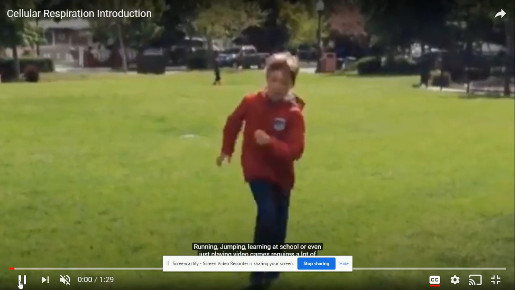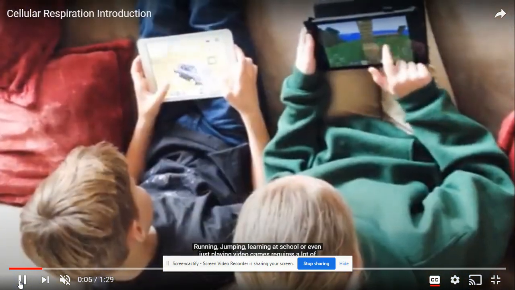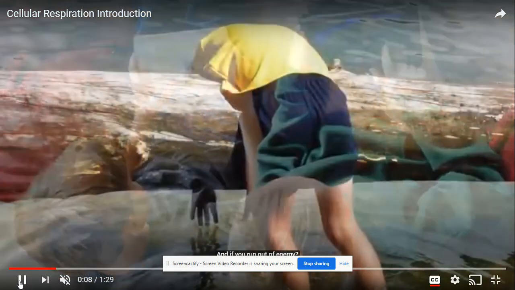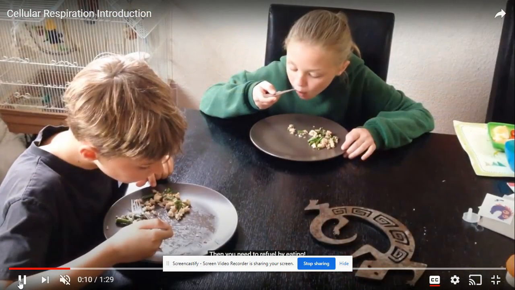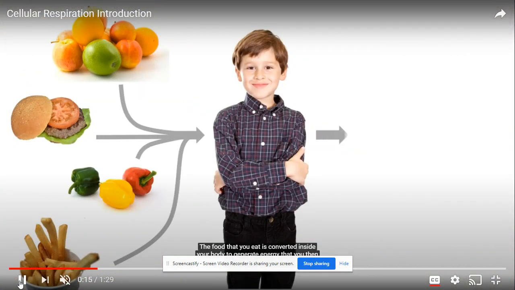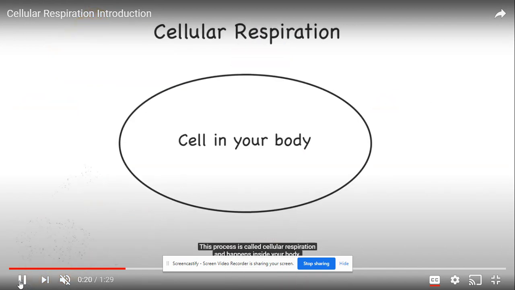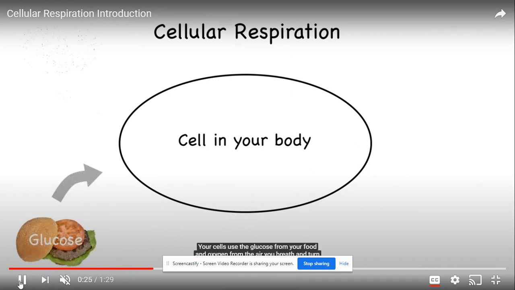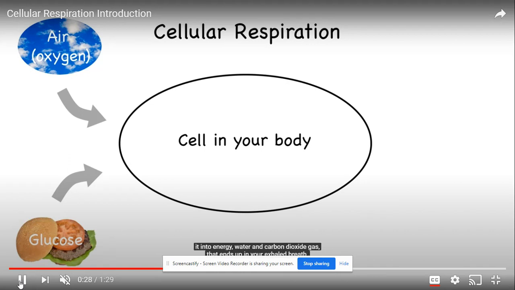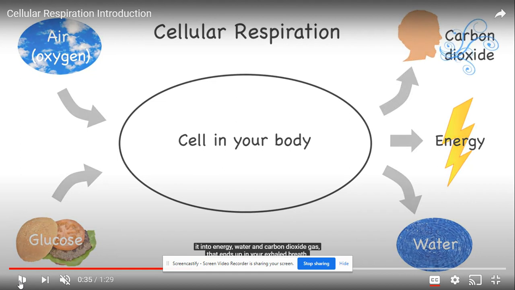So, running, jumping, learning at school, or even just playing video games requires a lot of energy. And if you run out of energy, then you need to refuel by eating. The food that you eat is converted inside your body to generate energy that you then can use for many things. This process is called cellular respiration and happens inside your body. Your cells use the glucose from the food and oxygen from the air you breathe and turn it into energy, water, and carbon dioxide gas that ends up in your exhaled breath.